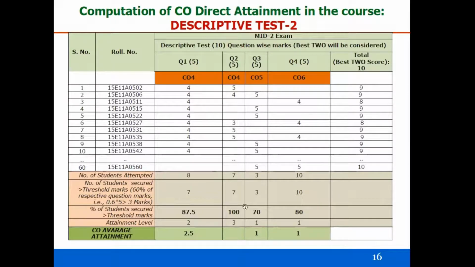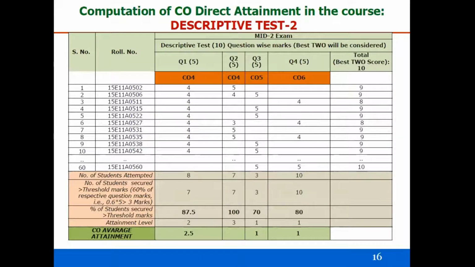Then CO5 occurs only one time, so directly you can take its value, that is 1. Even CO6 also occurred only once, so directly you can take its value. Now here for descriptive test 2, CO4, CO5, CO6, these are all the attainment values. Okay, now descriptive test 1 and test 2 are completed.